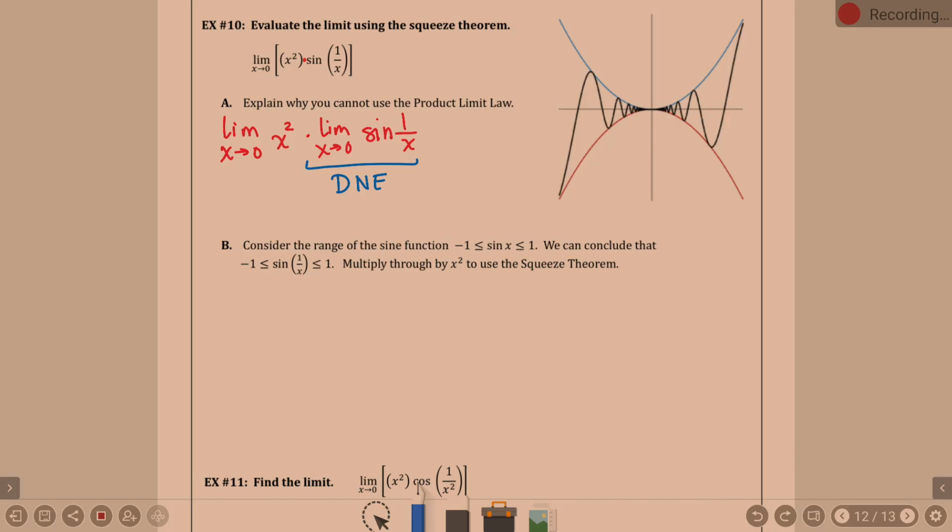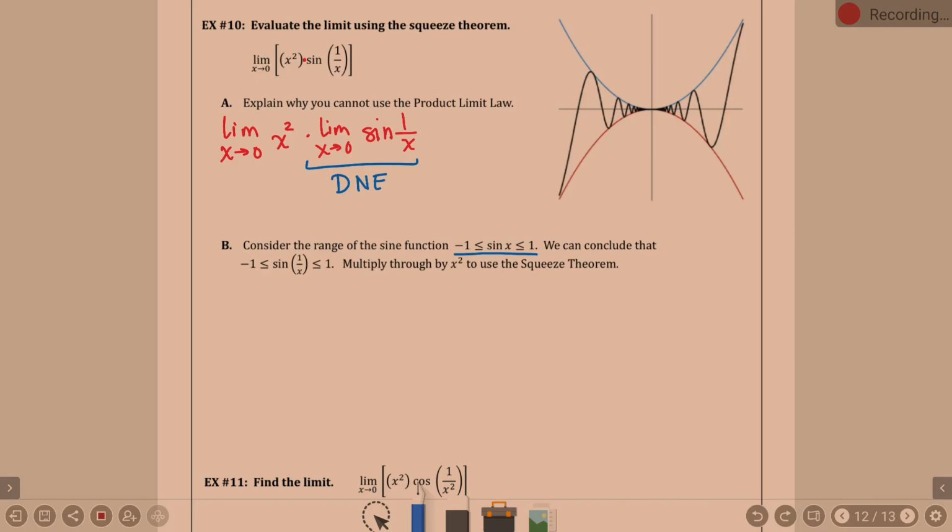Now, what this suggests is, on part B, consider the range of the sine function. How high and low does sine go? Remember, sine oscillates up and down, goes as high as 1, as low as -1. So this statement can be made: sine has to be between -1 and 1. We can conclude that sine of 1 over x has to stay between -1 and 1.